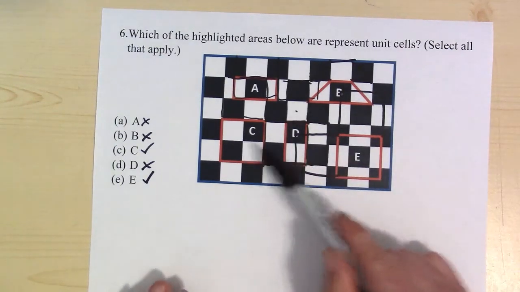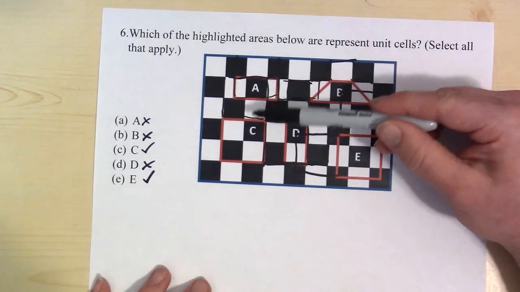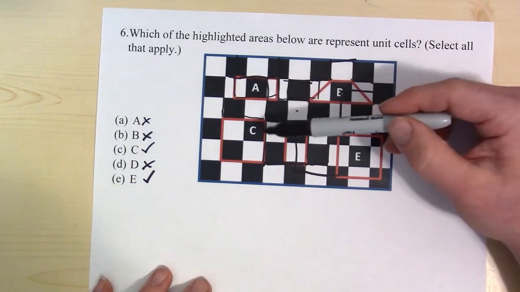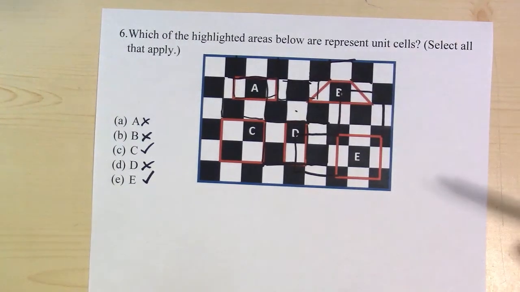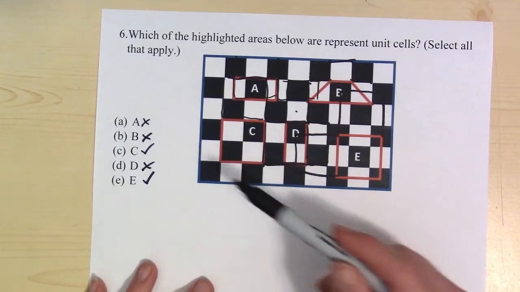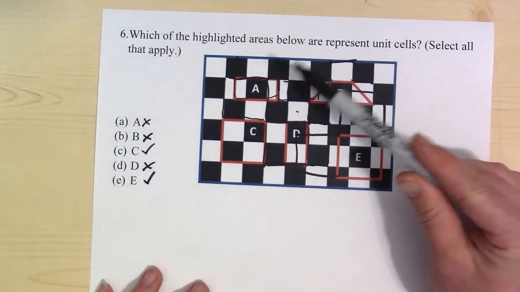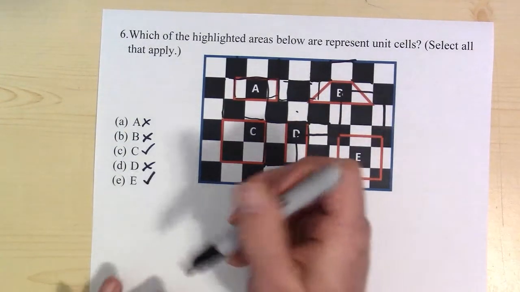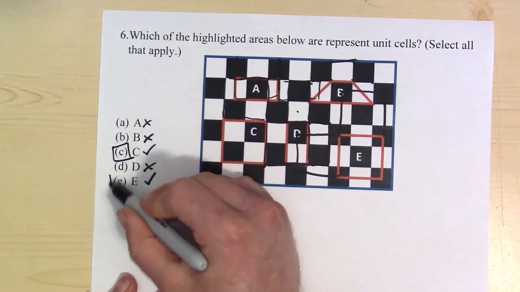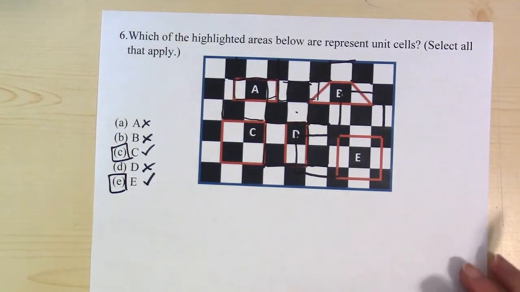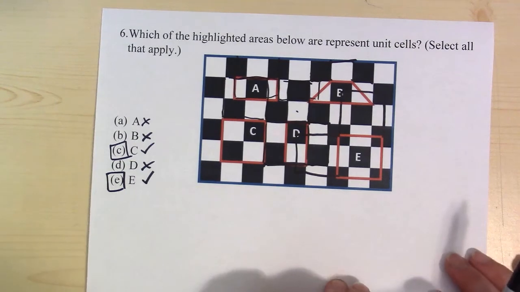So C and E, when you translate them in the x and y-axis, you do get an identical replication of what the original cell contained, whereas you do not with A, B, and D. So C and E here are going to be unit cells, whereas A, B, and D do not represent unit cells.